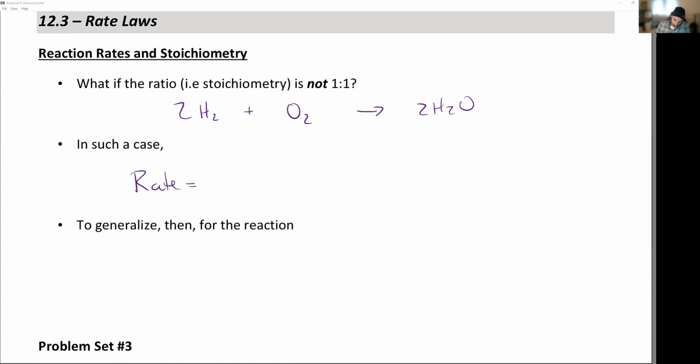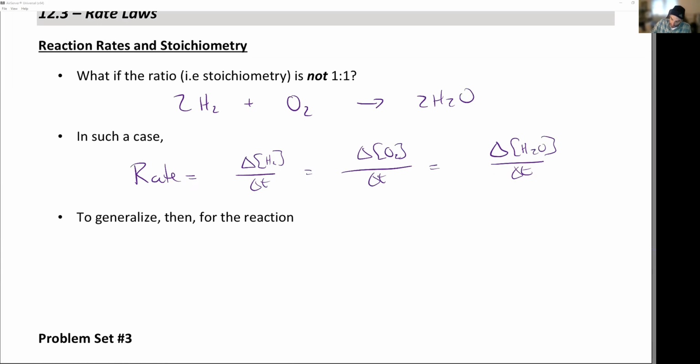In this case, when I write this out, rate is equal to, again, what we're going to look at is the change in concentration of H2 over time, which is equal to, and we'll talk about those equal signs in a bit, O2 over time. And finally, change in concentration of H2O over time. These are equal signs, meaning these rates will be equal to one another. The fact that these are all equal to one another is the important sign.